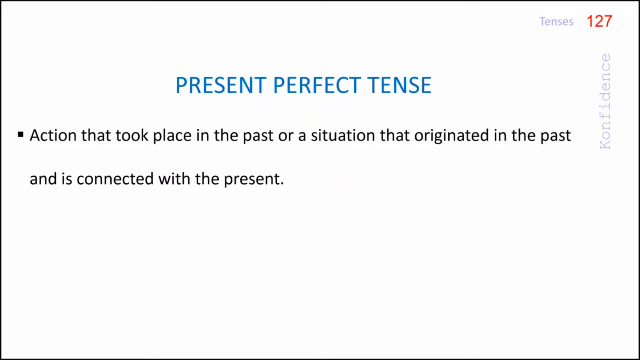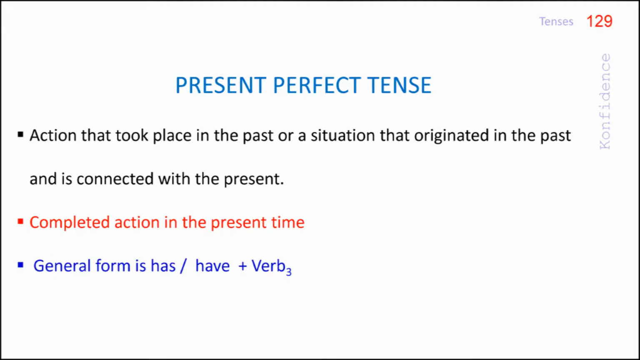The present perfect tense is used to express an action that took place in the past or a situation that originated in the past and is connected in some way with the present. It may be the recent past that is referred to or a more distant past. The nearness or remoteness of the time is not material because the perfect tense merely states the position at the present moment. In other words, present perfect indicates a completed action in the present time.